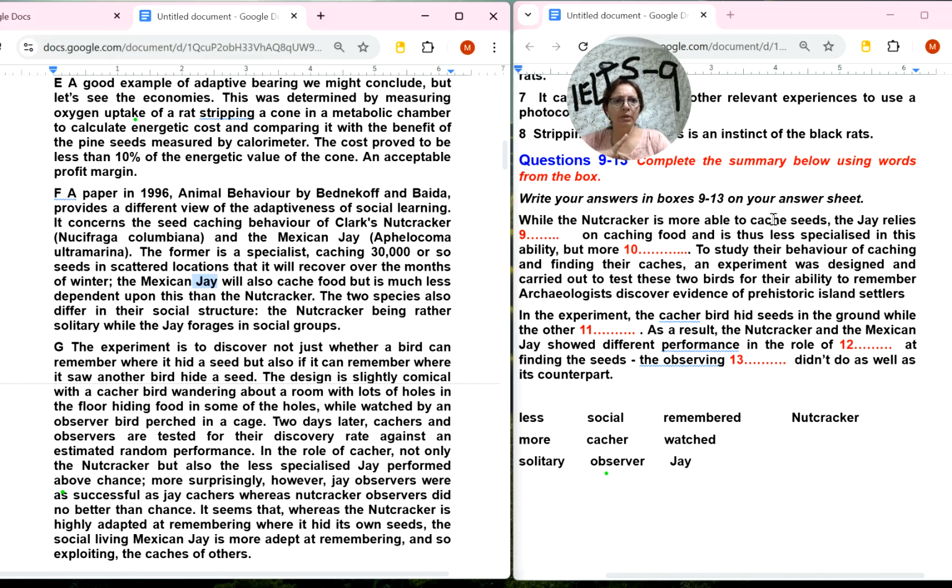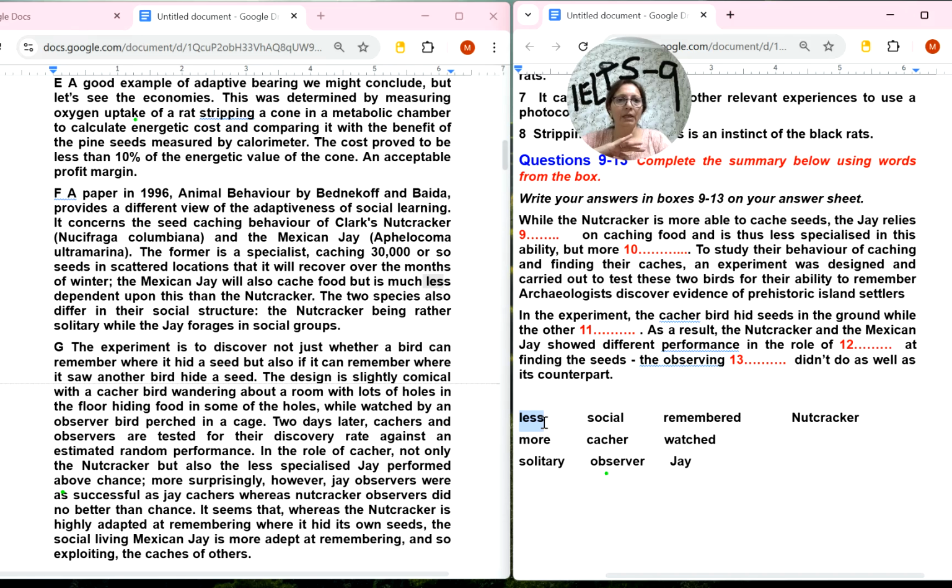Food instead of seed they have given, but is much less dependent upon this than the nutcracker. Okay, see this: while the nutcracker is more able to catch seeds, the J relies much less, is much less dependent. J is not, J relies less. So we will just mark it less. Dependent means relies. The J relies less. So the first one is given less. So in the answer we will be writing less.